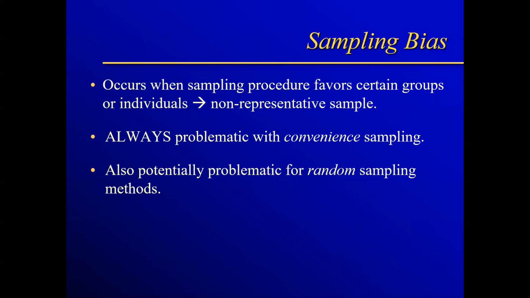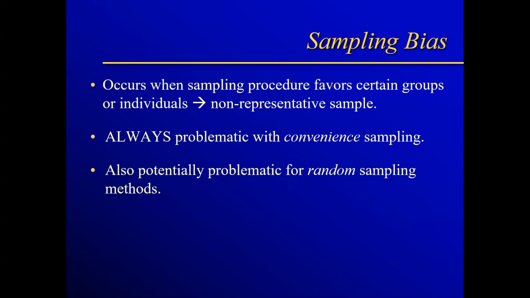So there's this idea of sampling bias. This occurs when your sampling procedure favors certain people, certain groups or individuals. This leads to a non-representative sample. This is always problematic with convenience sampling, right? Let's think about standing outside of the Mountainlair at 9 a.m. We talked about this, who are we most likely to get? Well, maybe freshmen, maybe people who aren't on downtown campus, which is maybe different than Evansdale campus. And maybe they're morning people.